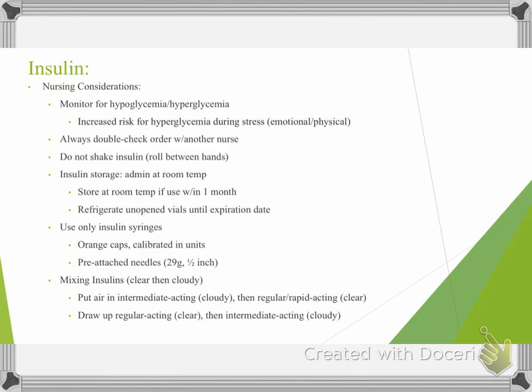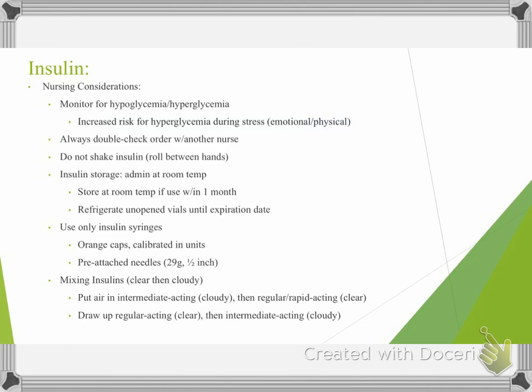So nursing considerations, we want to monitor for hypoglycemia or hyperglycemia. Make sure that you know the signs and symptoms of both of these. You're going to increase risk for hyperglycemia during stress, either emotional stress or physical stress. You always want to double check your order with another nurse. There has to be a witness. You always want to draw it up in the vision of the other nurse. You want to draw it up with them present, okay? And you don't want to co-sign somebody when you didn't see them actually physically draw up the insulin, okay? Could be anything in there.